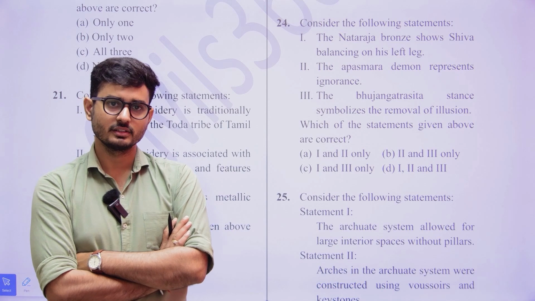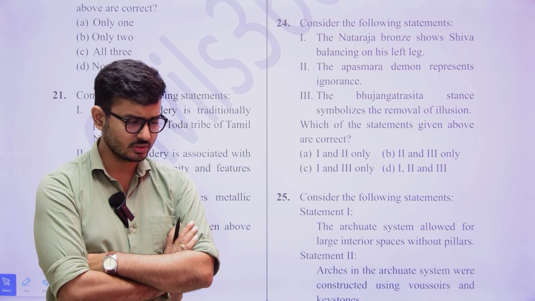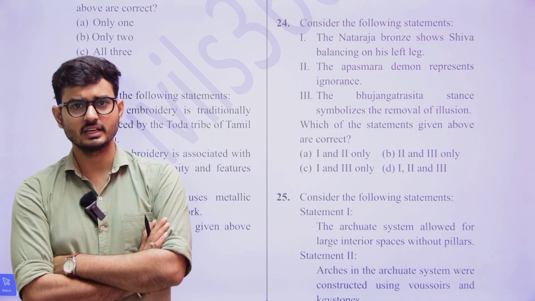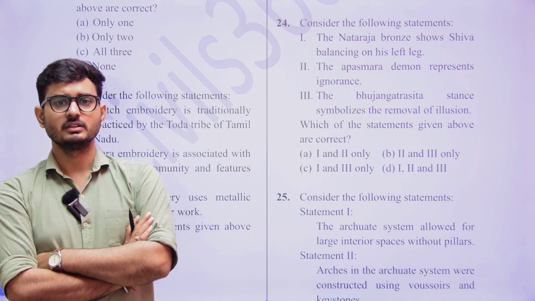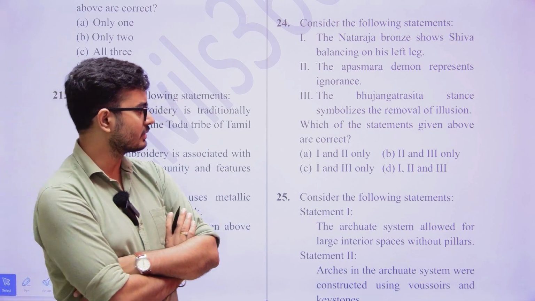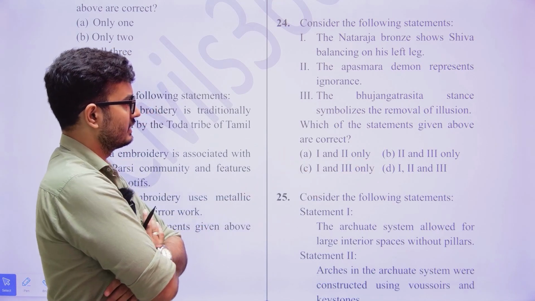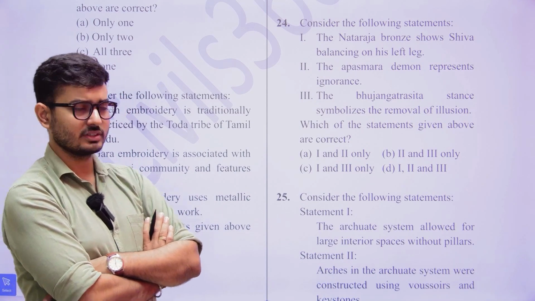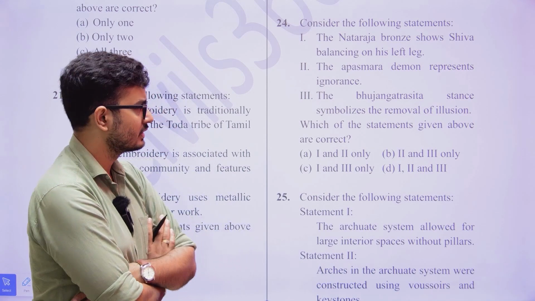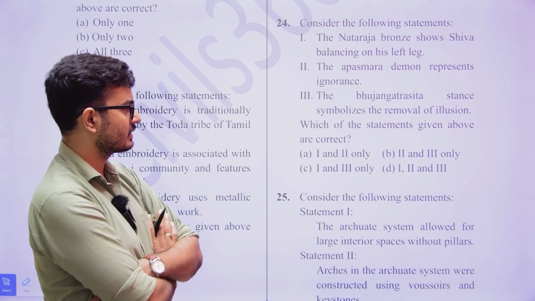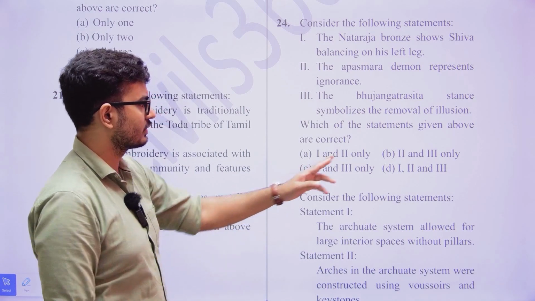Here Shiva is not on his left leg, but is standing on his right leg, and that right leg is above a dwarf, and that dwarf means ignorance. So the first statement is wrong. If we remove the first, we know which one is correct: 2 and 3. The Apasmara demon represents ignorance, yes, the dwarf on which he is standing, and the Bhujangatrasita stance symbolizes the removal of illusion. So the answer here is going to be B, 2 and 3.